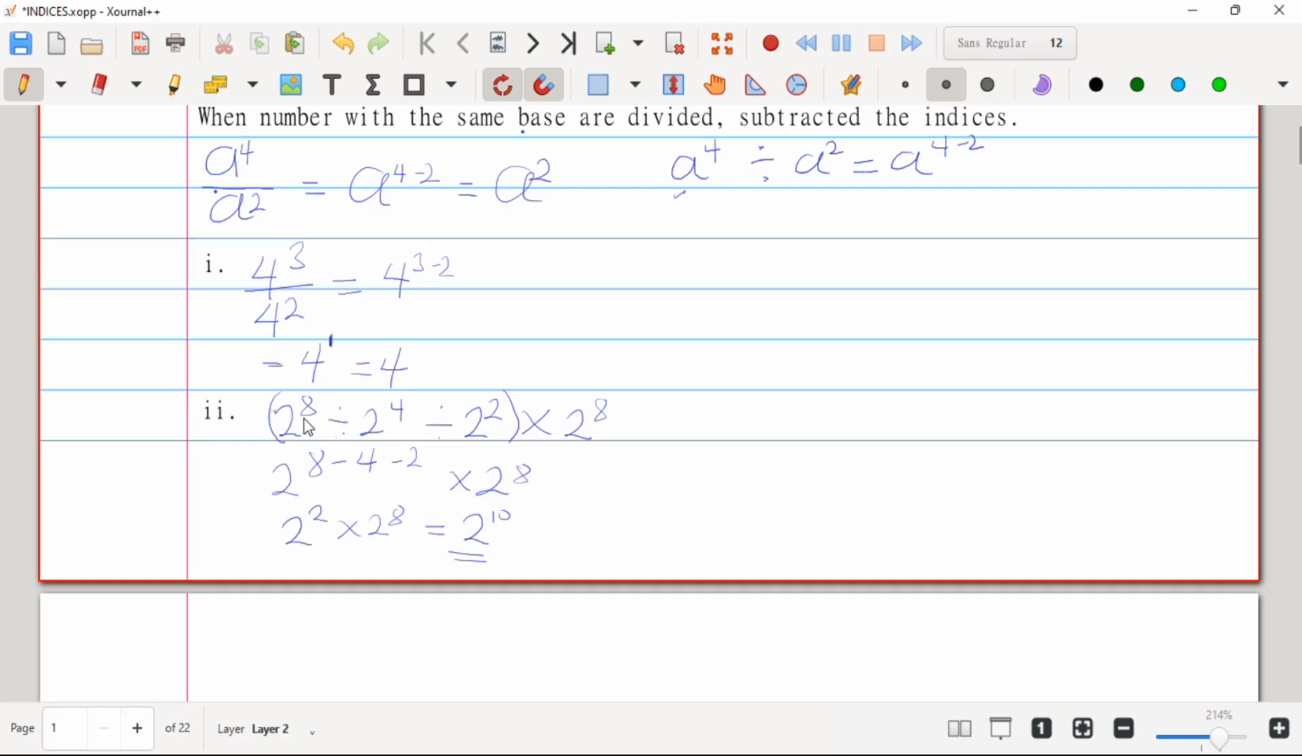So here we are having 2 raised to the power 8 divided by 2 raised to the power 4 divided by 2 raised to the power 2 times 2 raised to the power 8. We focus on the division ones. So here we are going to have 2 raised to the power 8 minus 4 minus 2. This is going to give us 2 raised to the power 2, because 8 minus 4 minus 2 is 8 minus 6, which gives us 2. So we have 2 raised to the power 2 times 2 raised to the power 8. Once we subtract everything, we bring 2 raised to the power 8 and apply the first rule. 2 raised to the power 2 times 2 raised to the power 8 gives us 2 raised to the power 10, since they have the same base and are multiplying, so we add the exponents. So that's the expression for that.